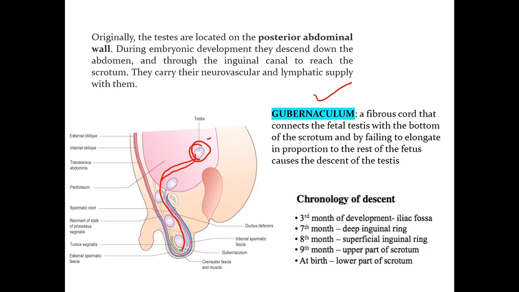At the 3rd month of development, the testis is in the iliac fossa. If there is arrest at the 3rd month by failure of contraction of the gubernaculum, because as the gubernaculum extends from here, it contracts and brings it down. So when there is failure, it's arrest. 7th month, where is it? At the deep inguinal ring. At the 8th month, the superficial inguinal ring. At the 9th month, the upper part of the scrotum. At birth, it is in the lower part of the scrotum.